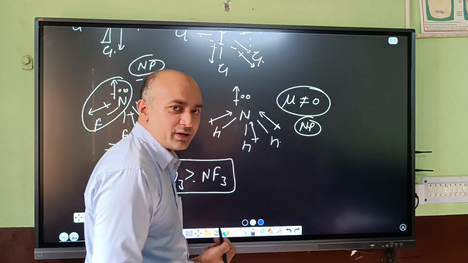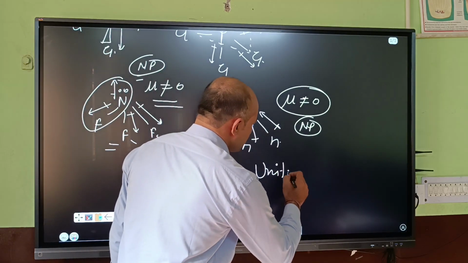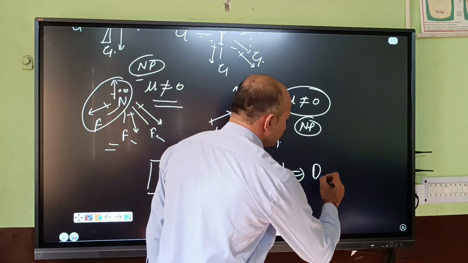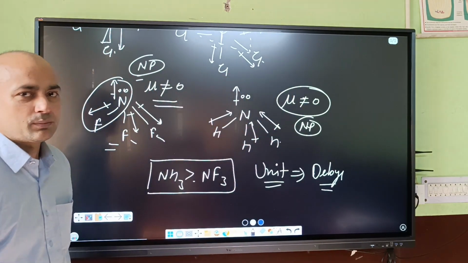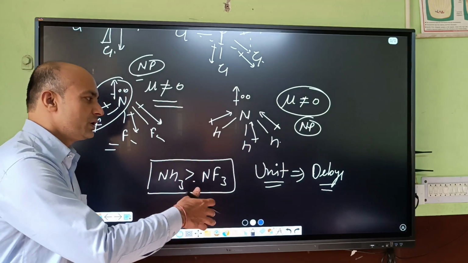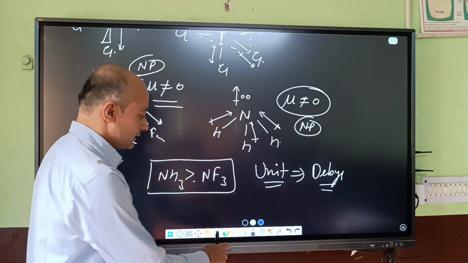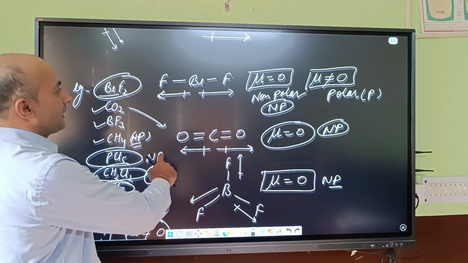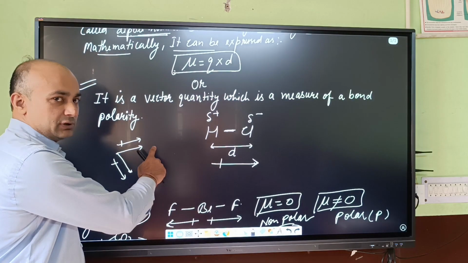And the last important thing of this lecture, the unit of dipole moment is debye, right, friend? Sometimes a question comes in the exam: what is the unit of dipole moment? The unit of dipole moment is debye. Is that clear, student? Any problem? You can freely ask me. Thank you.